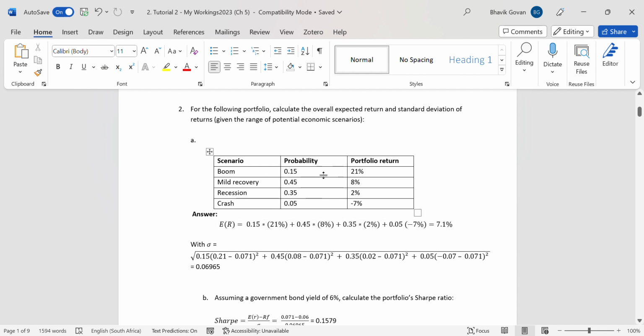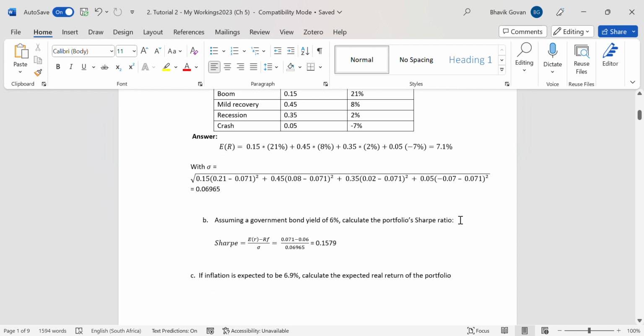So it'll be 0.15 times a 21% return plus 0.45 times an 8% return plus 0.35 times a 2% return plus 0.05 times a negative 7% return, and that will give us an expected return of 7.1%.